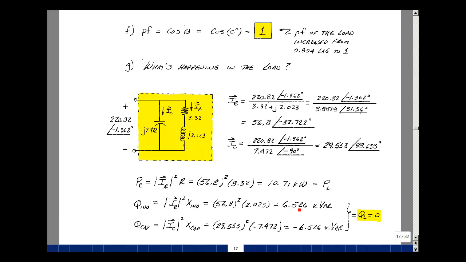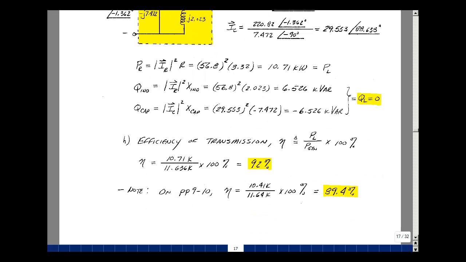So what's happening is we're swapping energy between these two once you reach steady state. We're not sending that energy back down the line where it can be dissipated in the resistance. Let me define the efficiency of transmission as the real power in the load over the real power generated. So we've got 10.71 kilowatts delivered to the real part of the load and 11.636 K generated. That's an efficiency of 92%.